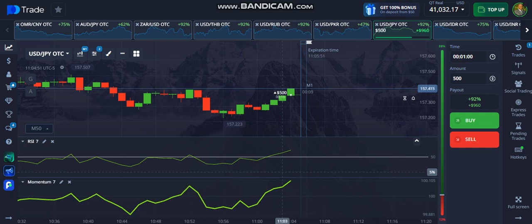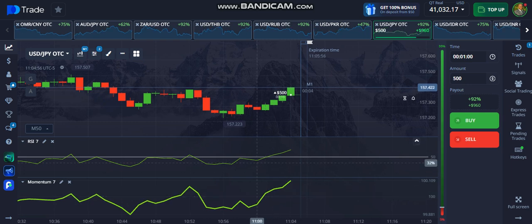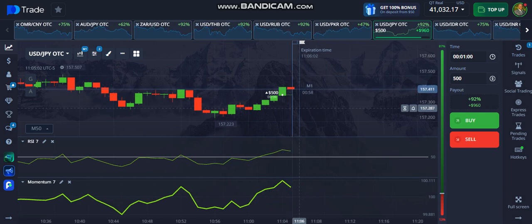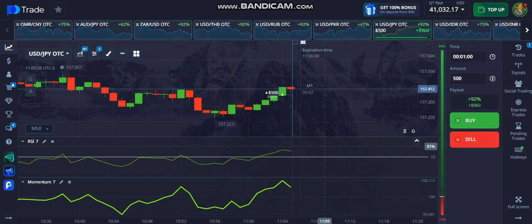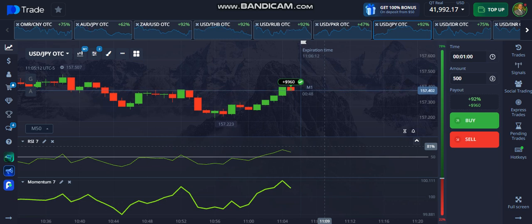Both of these indicators, as you see here, are sloping in the same direction. So we have these confirmations that have been met. And as you can tell here, the price is pushing upward here. Okay, so we won that trade. All right, so I'm going to pause the video and look for the next setup.